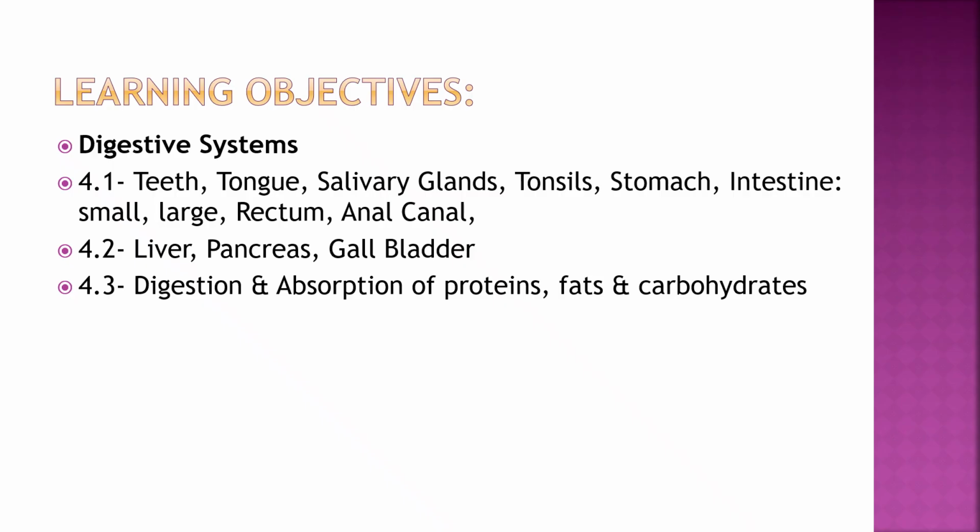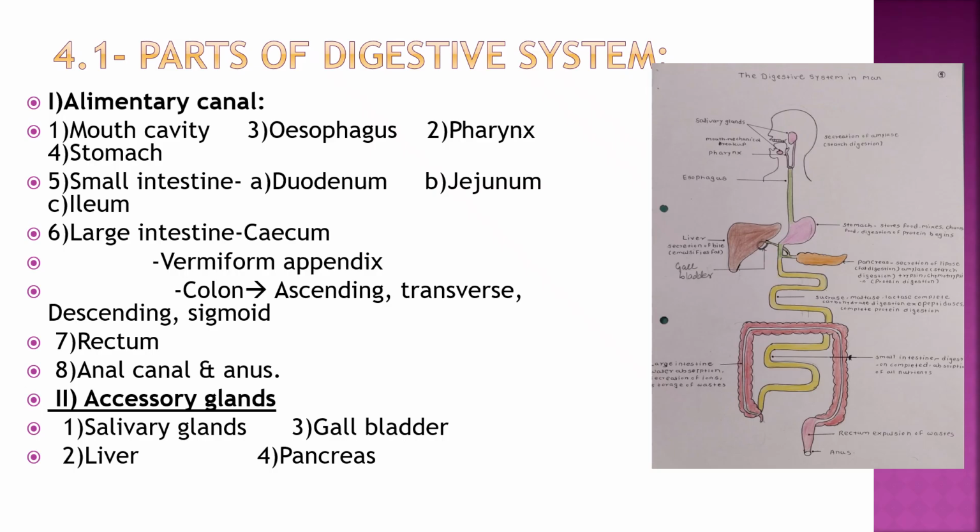4.3, digestion and absorption of proteins, fats, and carbohydrates, which we take in the form of carbohydrates, lipids, proteins, and a few vitamins and minerals. Carbohydrate is digested and absorbed as glucose, lipids are digested to fatty acid plus glycerol and then absorbed, and proteins are digested to amino acids and then absorbed in the blood.